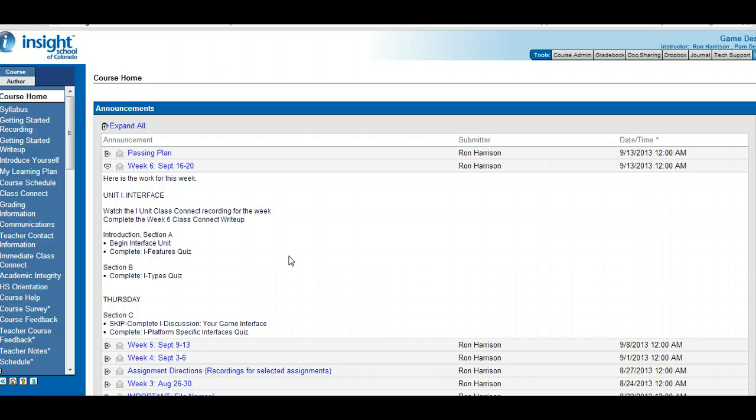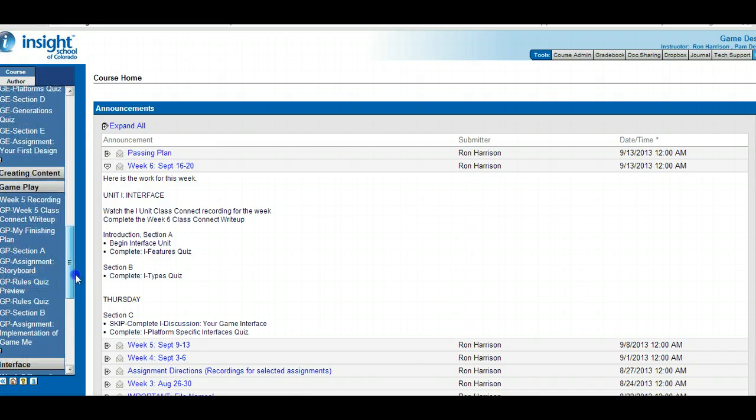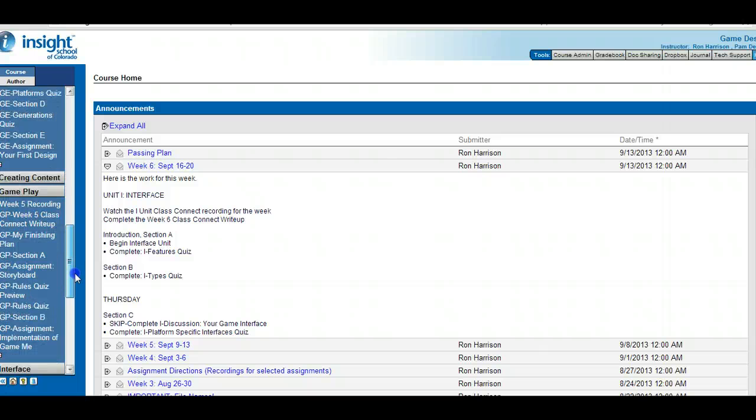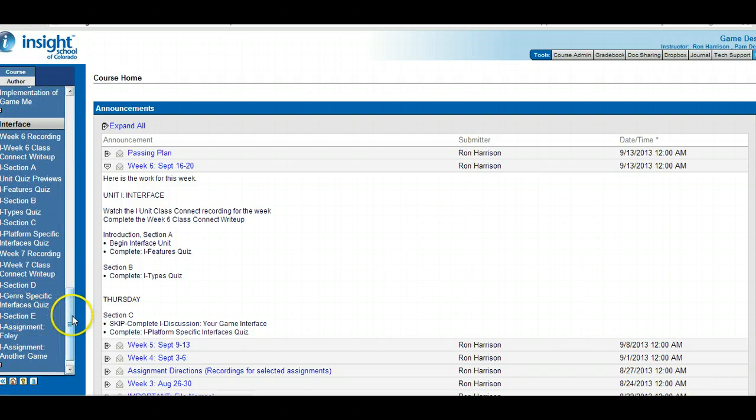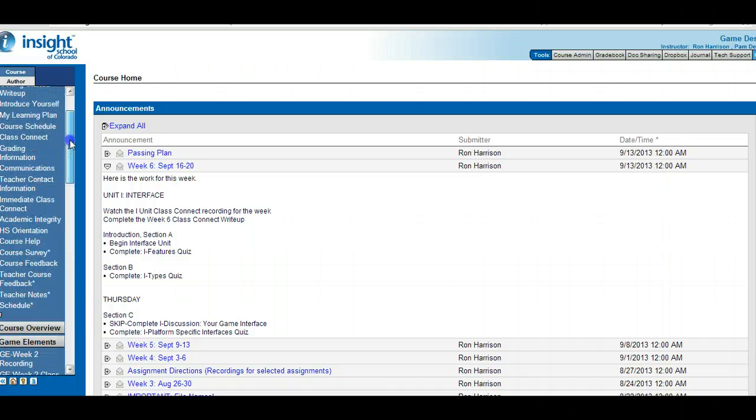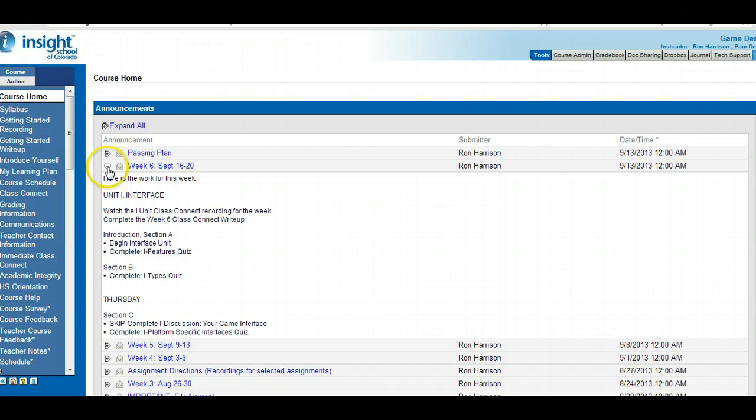But in week 7, you will start designing your own game. So what you might want to do is go ahead and look at sections D and E down here in the interfaces unit, and you can download the Multimedia Fusion program if you want to.